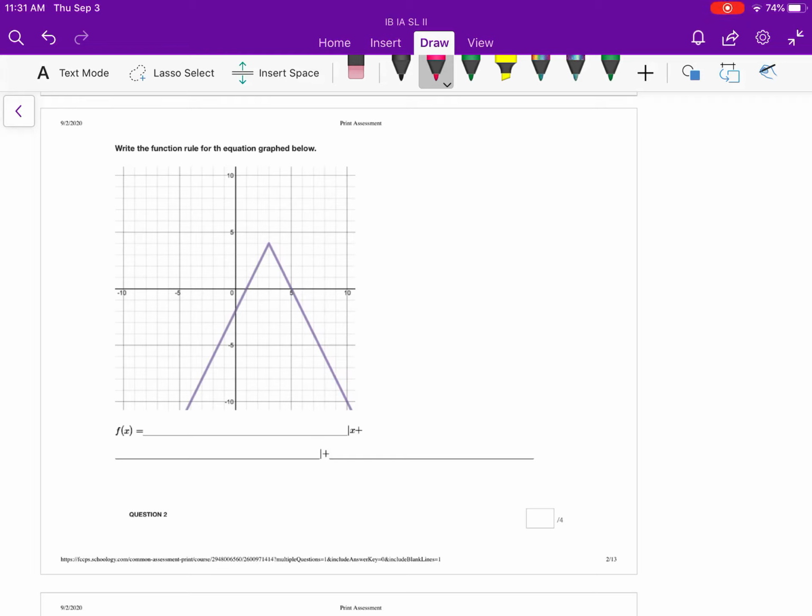All right, guys, this is the key for the review that I gave you. I'm just going to go over some of the questions, most of the questions, some more in depth than others. Normally, with an absolute value, remember shifting left and right goes within the absolute value, and then up and down is outside. So this is vertical, this is horizontal, and horizontal always is the opposite.